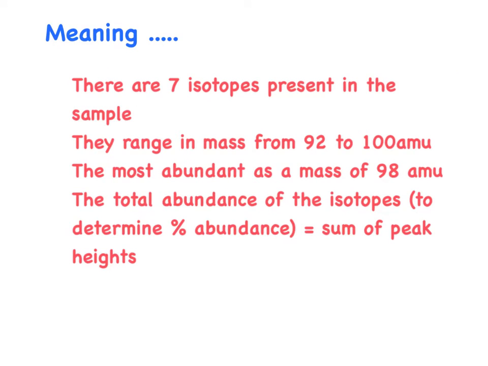So we can see that this goes on. Now, this tells us about the range, and I've got it here and I'll let you read this. And it's just what I've gone through with you. There are 7 isotopes. They range from 92 to 100. AMU stands for atomic mass units.